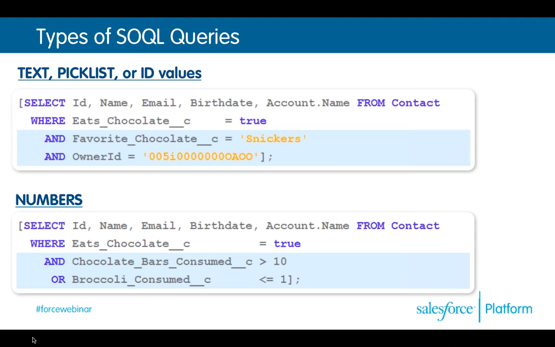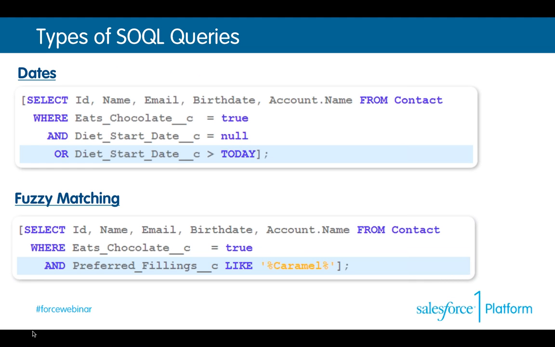Moving on to numbers, SOQL queries with numbers. These are pretty easy. You can use all the standard operators: equals, greater than, less than or equals to. Here we have a query that says find every contact that eats chocolate and has eaten more than 10 chocolate bars or has eaten less than or equal to 1 broccoli.